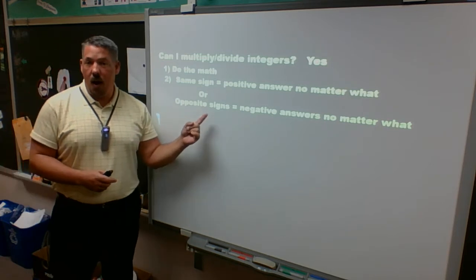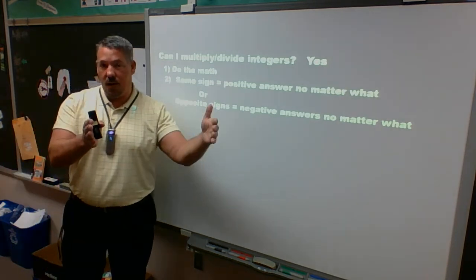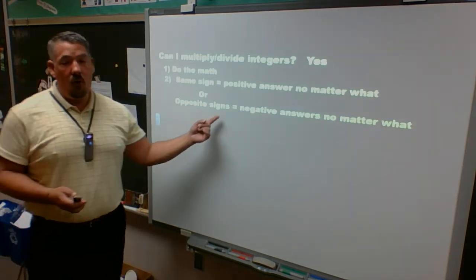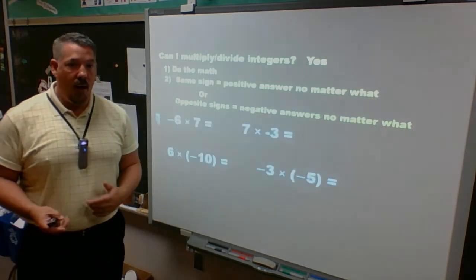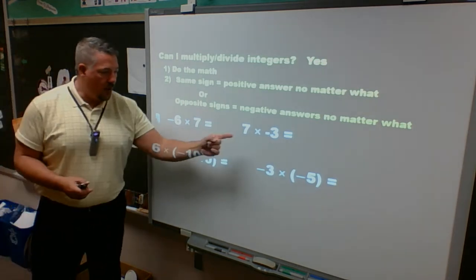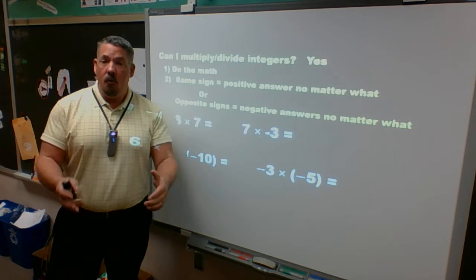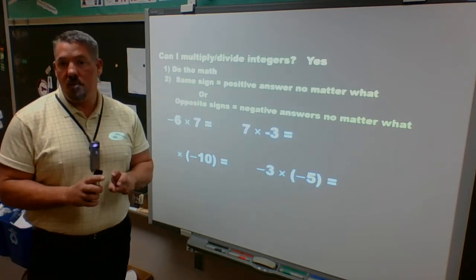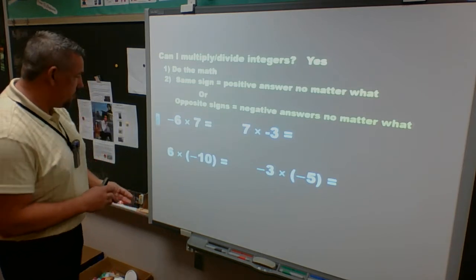However, if my signs are opposite, one is positive, the second is negative, or the first one's negative, the second one is positive, then I know I have a negative answer. That happens and I apply that every single time. So we're going to look at these 4 practice problems that I have you beginning with. Follow along as we go through the process. This is not difficult. It's just remembering those steps to make it a positive or a negative.